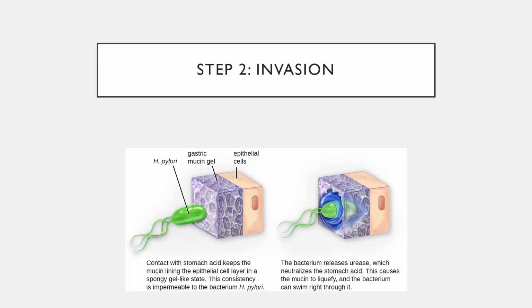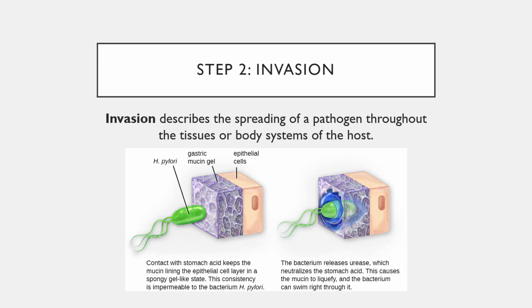Step 2 in the pathogenesis of an infectious disease is invasion. So once attachment and adhesion has taken place and the microbe gains access to the body, invasion describes how that microbe may spread through the tissues or body systems. Now, this includes both the ability of the microbe to spread throughout the body, but also simultaneously avoid destruction by the host's immune system. That too is wrapped up in this step of invasion.